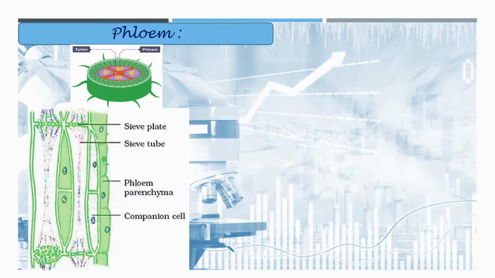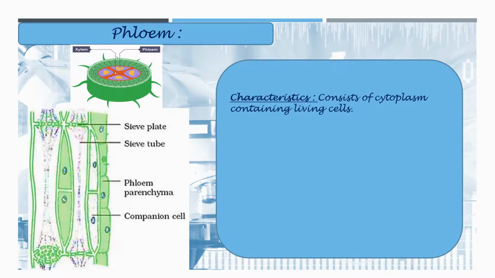Now let's learn about phloem. Phloem consists of cytoplasm containing living cells. Phloem transports the organic materials usually from leaves to other parts of the plant like roots, growing tips of stem and leaves, flower, fruits, etc. The food prepared in the leaves through the process of photosynthesis needs to be transported to each part of the plant body, which is facilitated by this conducting tissue called phloem.